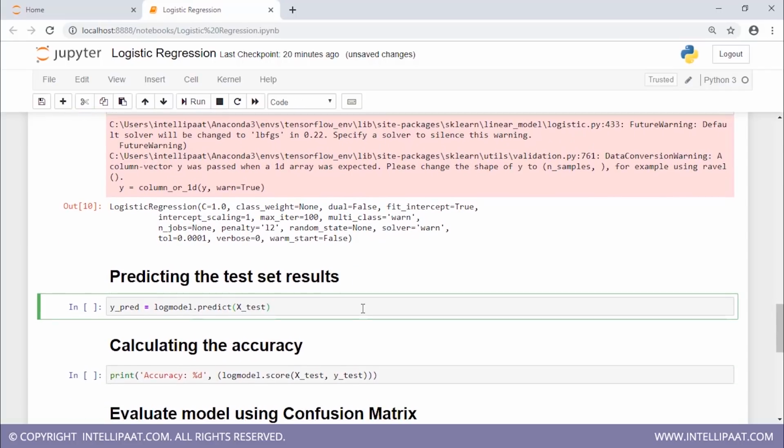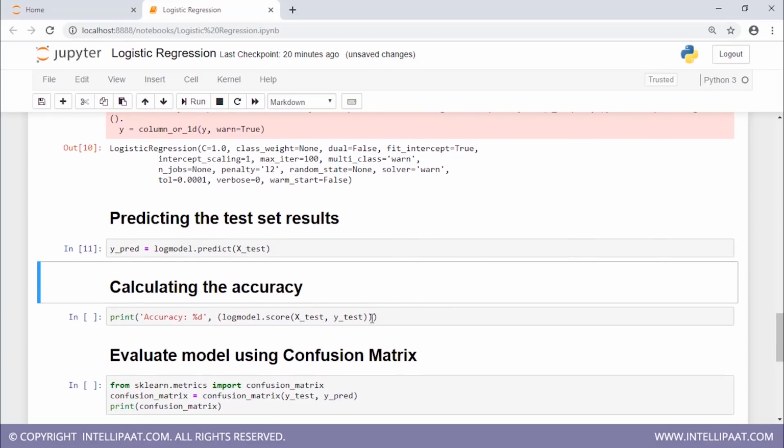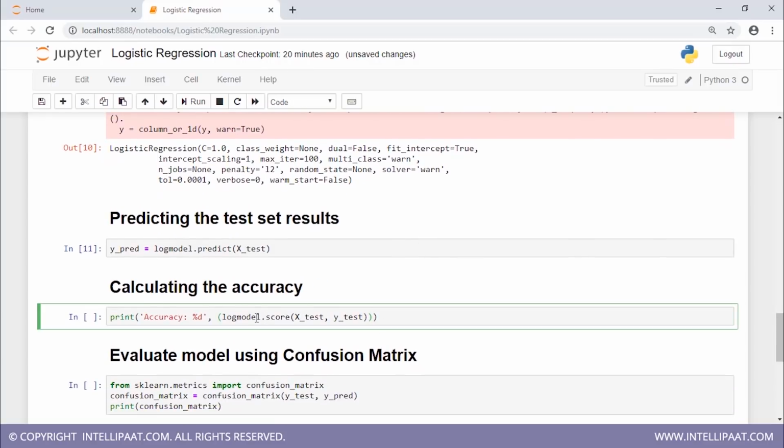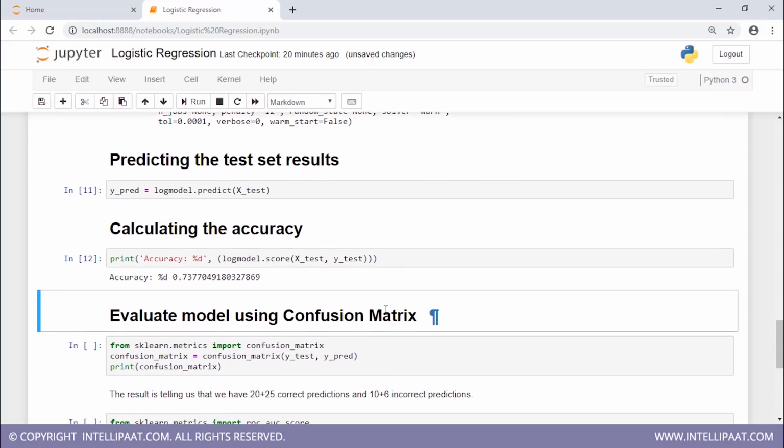Now we're going to go ahead and predict the values on top of the test set. So I'll type in log_model.predict, and I'll pass in x_test as the parameter, and I'll store the result in y_pred. So we have also predicted the values. Now it's time to calculate the accuracy. So I will type log_model.score, and I'll pass in x_test and y_test, because I want to calculate the accuracy for the prediction on top of the test set. The accuracy comes out to be 73%, which is actually not that bad.